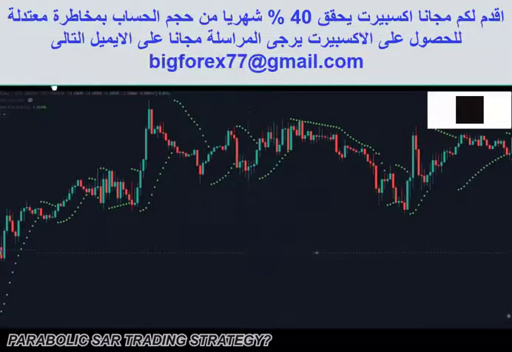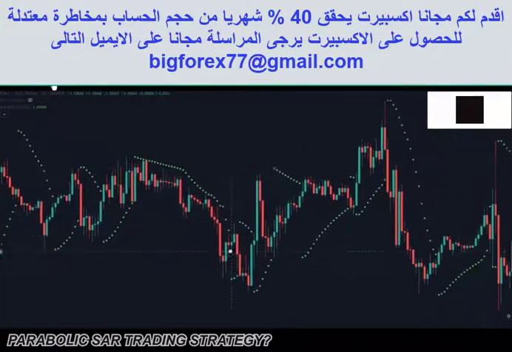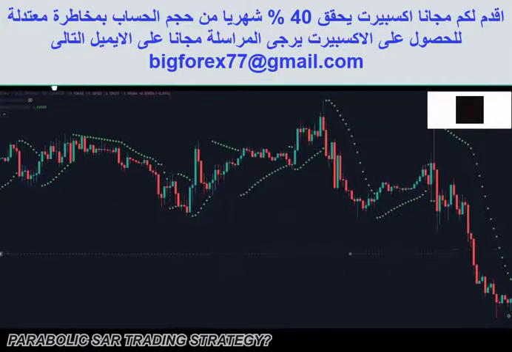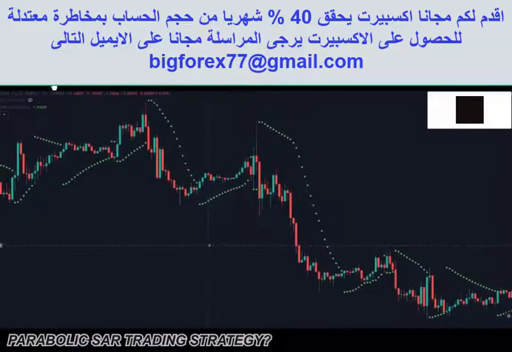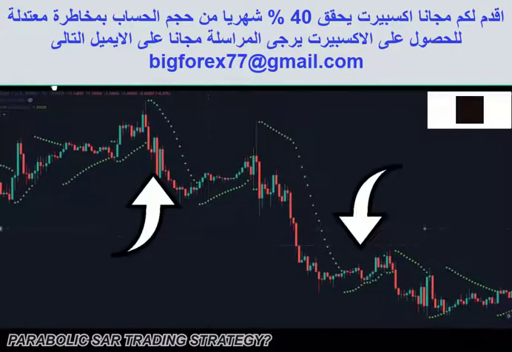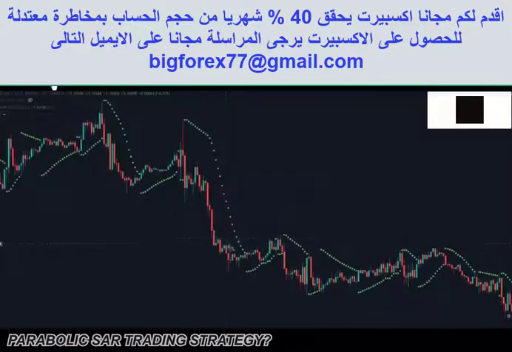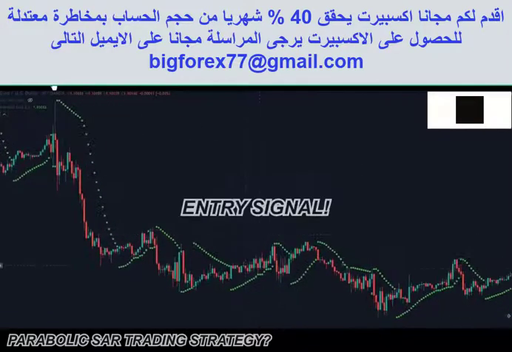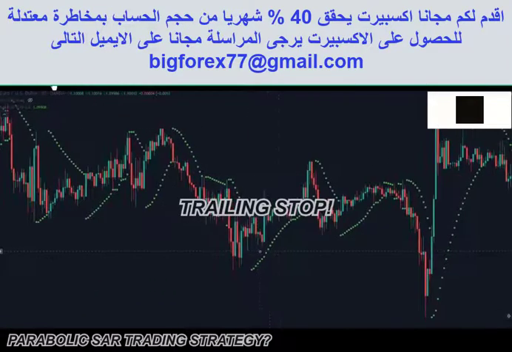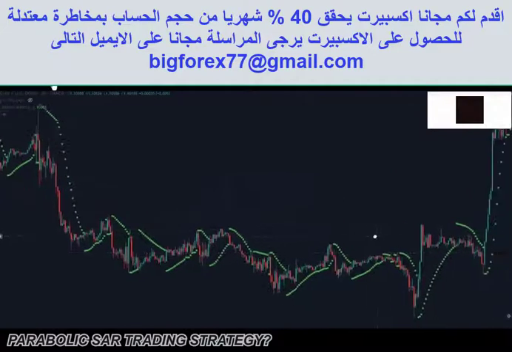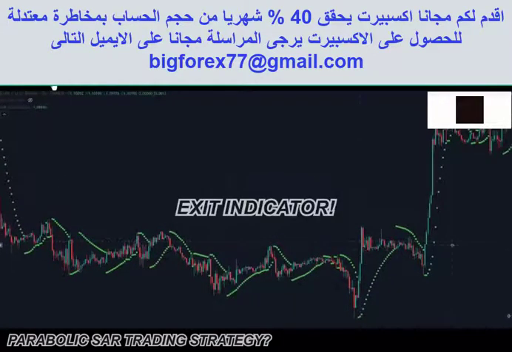Parabolic SAR is an interesting indicator that is very popular among traders. It was made by J. Wells Wilder Jr., and it is used to find the direction of a trend. Furthermore, you can also use it as an entry signal generator or as a trailing stop-loss indicator. That's right, you can also use it as an exit signal generator.